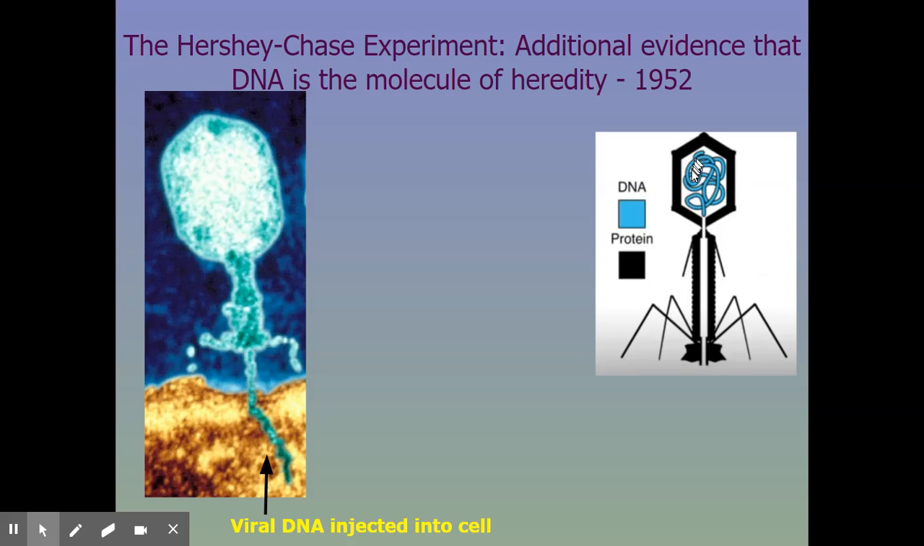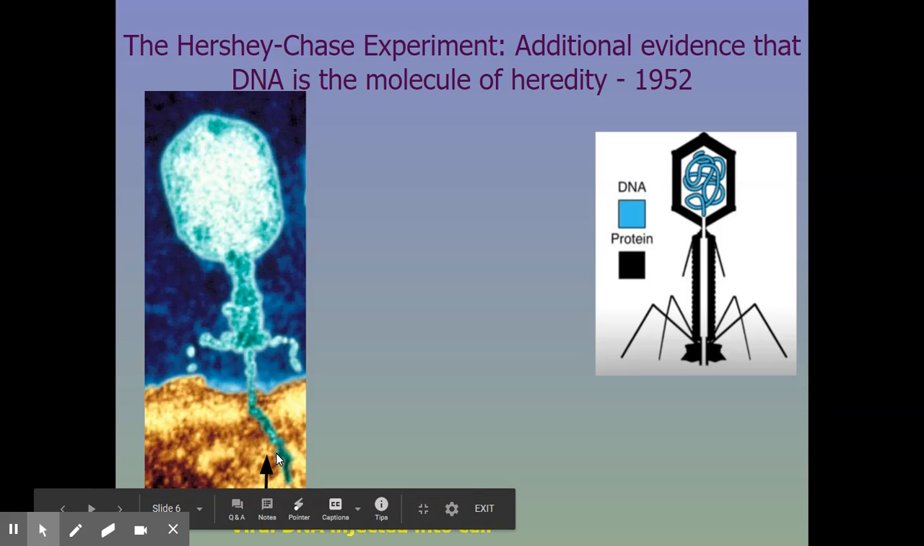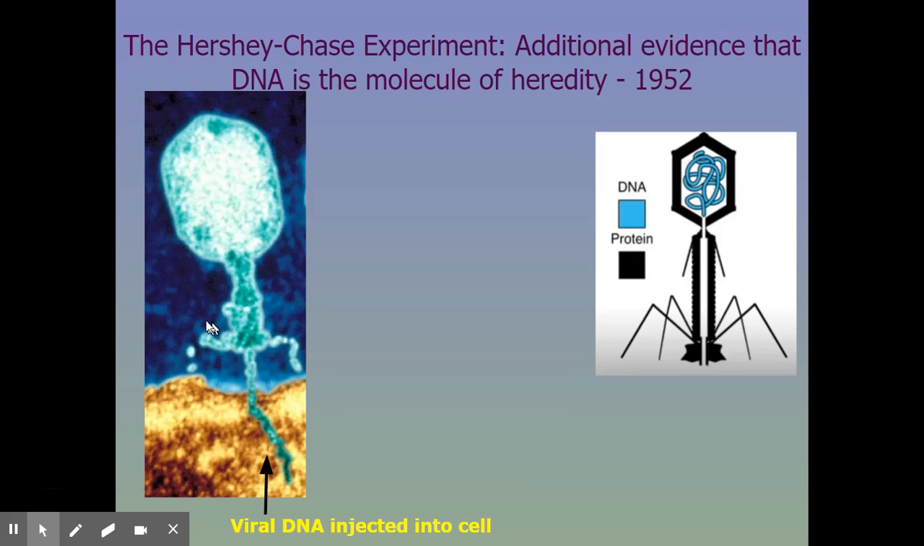They have a DNA molecule inside of a protein coat. This protein coat is called a capsid. And the way a bacteriophage works is it lands onto a bacterium and then it injects the genetic material into the bacterial cell. Meanwhile, the protein coat stays on the outside of the bacteria. It does not enter.